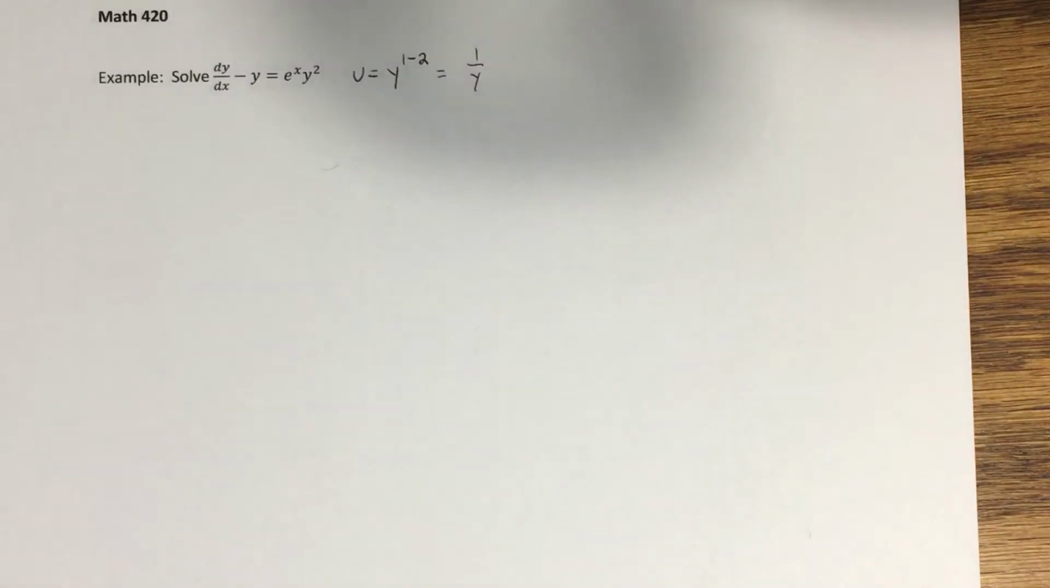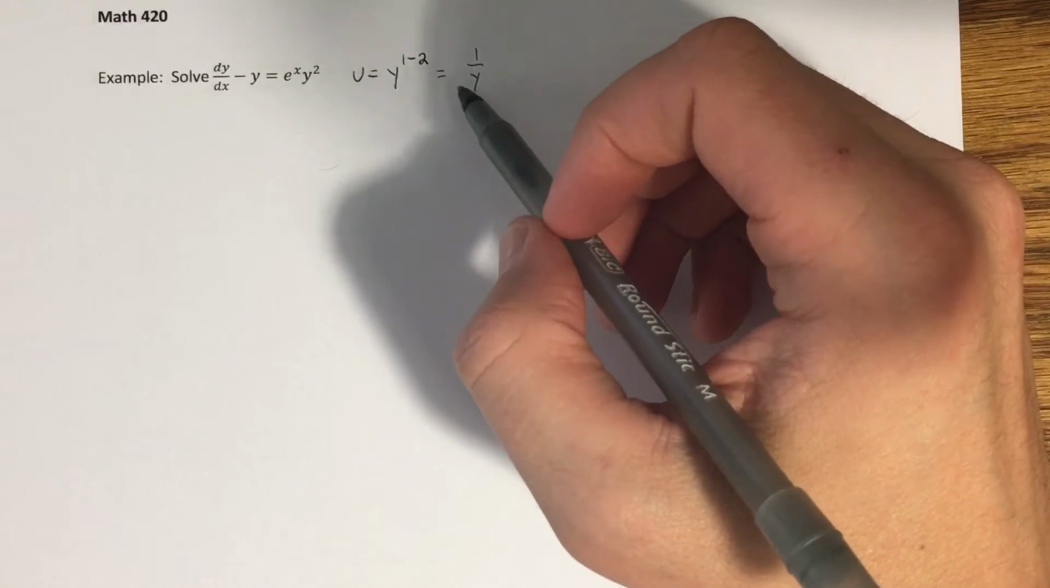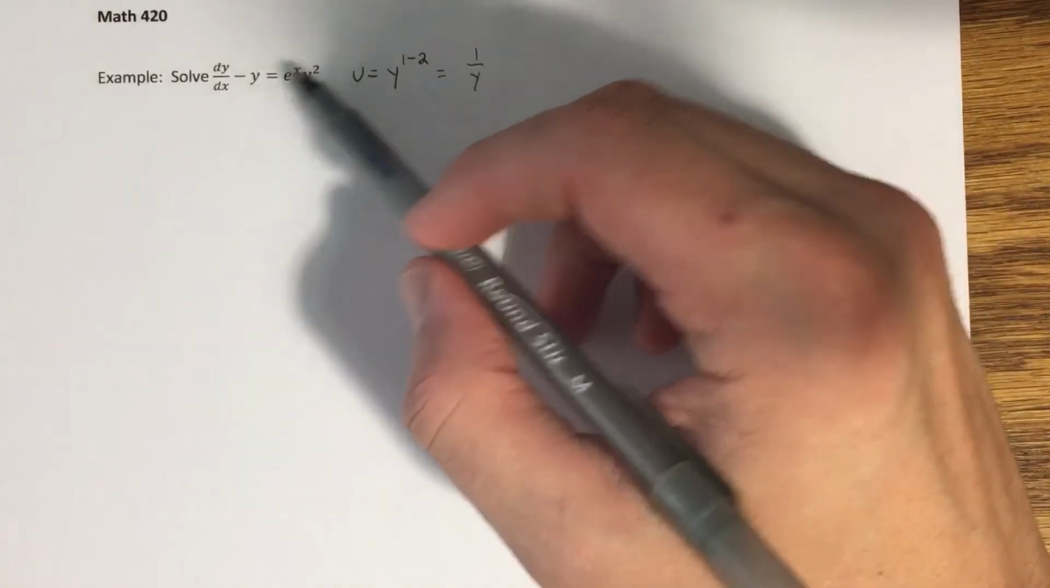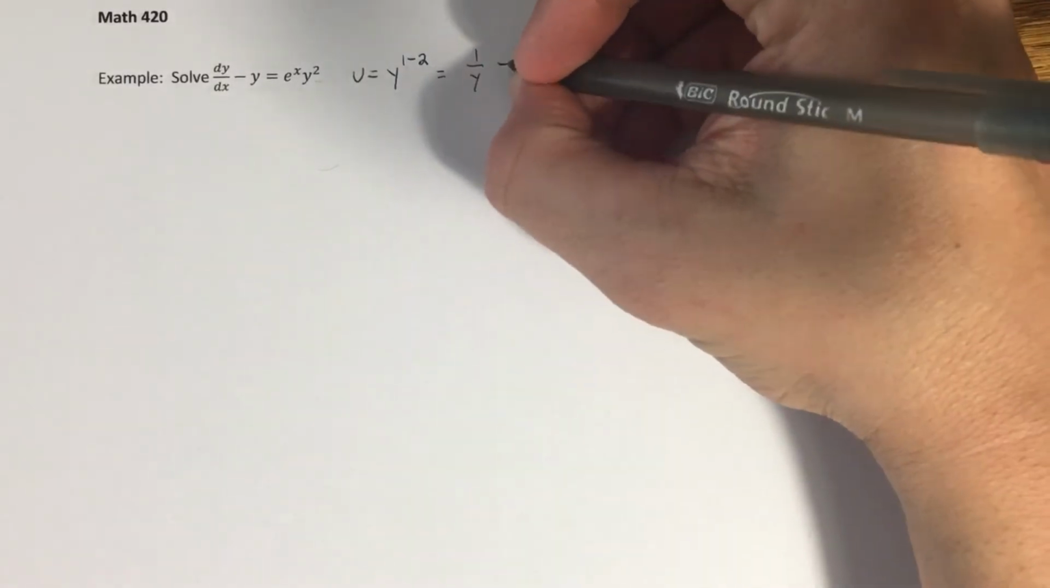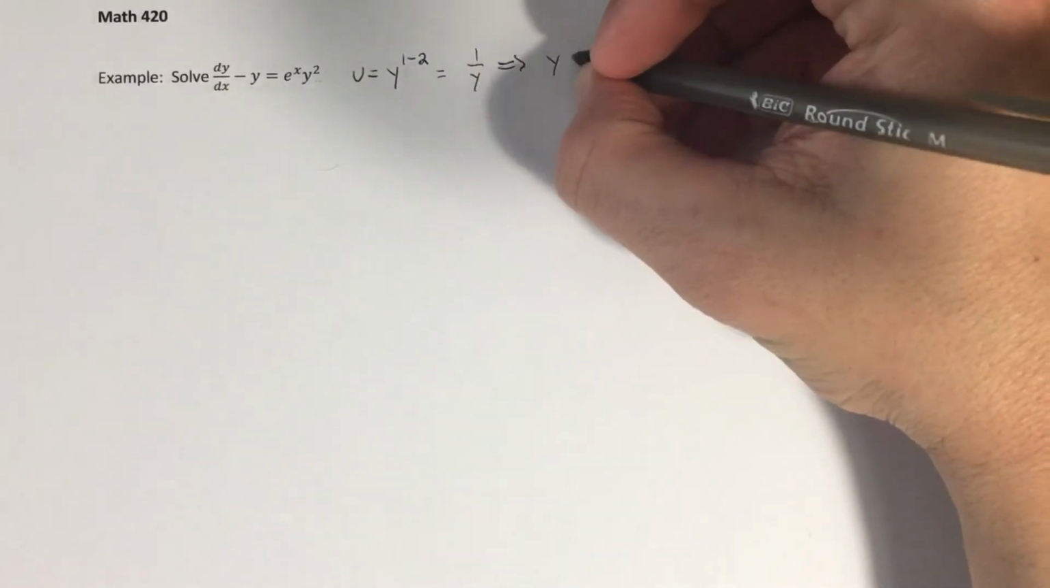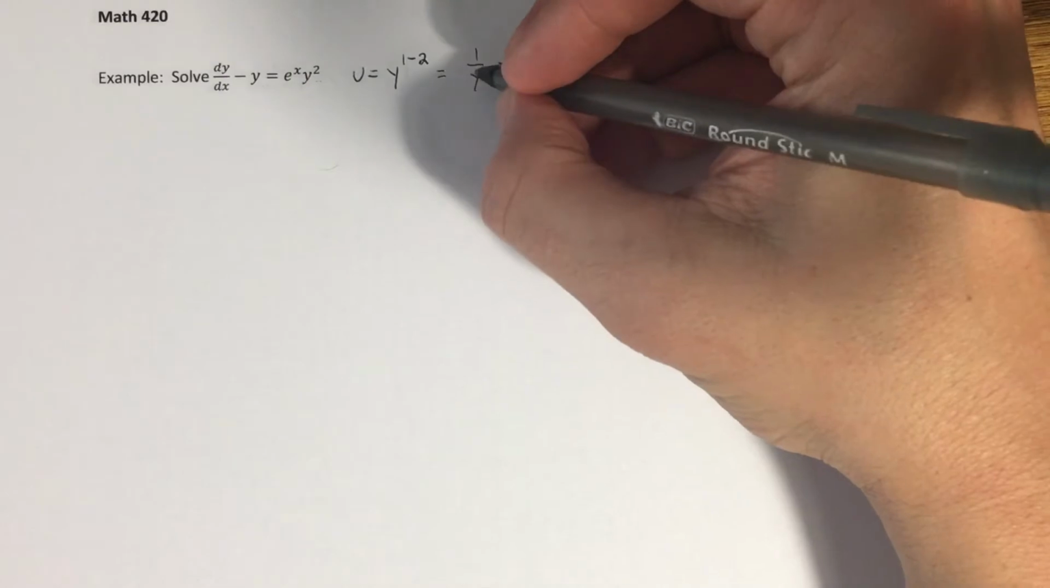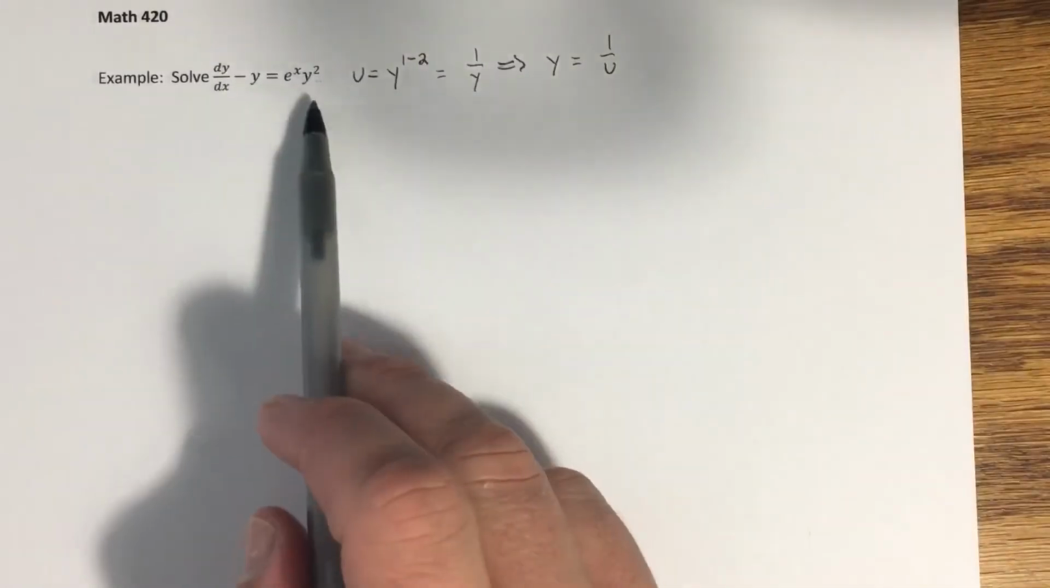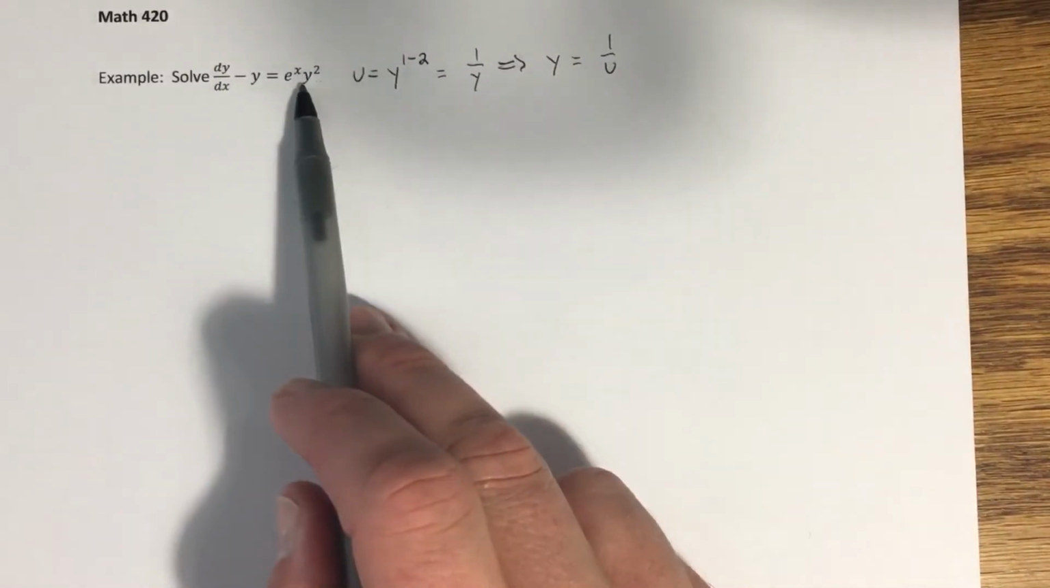Now, in order to make this substitution useful, I need to be able to substitute something for these y's in here to put them in terms of u. So let's solve this for y. That tells me that y is equal to 1 over u if I take reciprocals of both sides. Okay, so that means I'm going to be able to substitute 1 over u in for my y's here.